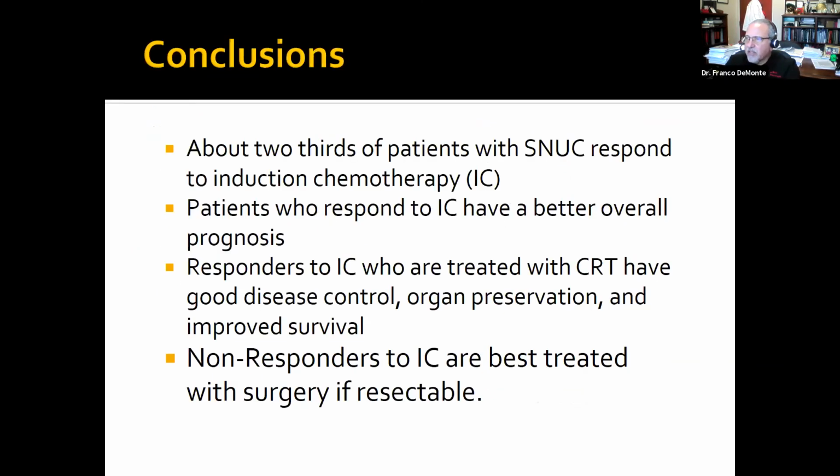So that study, I think, was important for us. It helped change how we think about some tumors. We found that 2/3 of patients with sinonasal undifferentiated carcinoma responded to the induction. Those that had the response did better overall. And those that responded and were treated with chemoradiation right afterward had better disease control, better organ preservation, and improved survival. But we have to identify the non-responders because those patients were best treated with surgery, followed by chemoradiation.